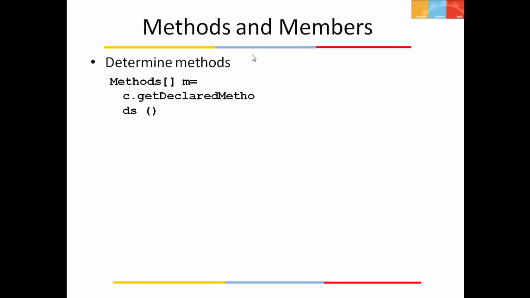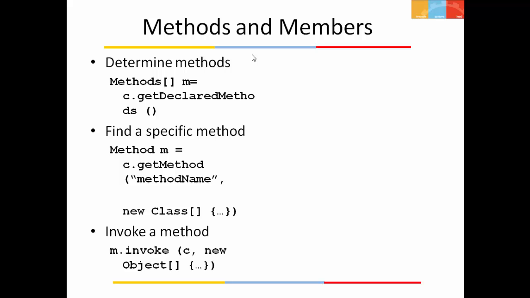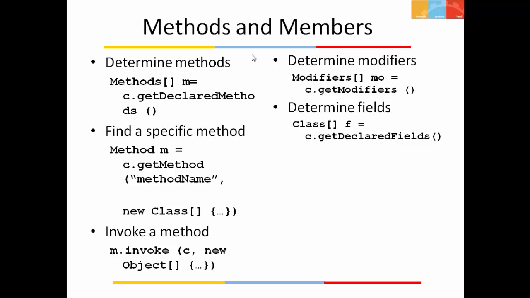Let's look at methods and members. C.getDeclaredMethods returns a set of methods that are declared for this class. Then find a specific method, using getName and the parameter types, and it can get a particular method m. You can invoke the method with m.invoke, passing the class, new object and so on. Then that particular method would be invoked. Then one can get different modifiers of a class, C.getModifiers. You can get an array of fields, C.getDeclaredFields, or you can get a specific field with C.getField, and you get a specific field f.